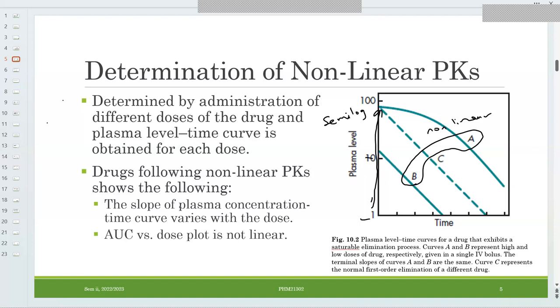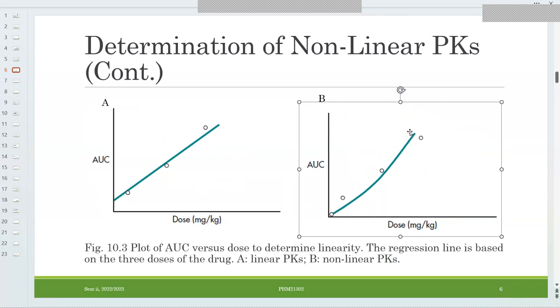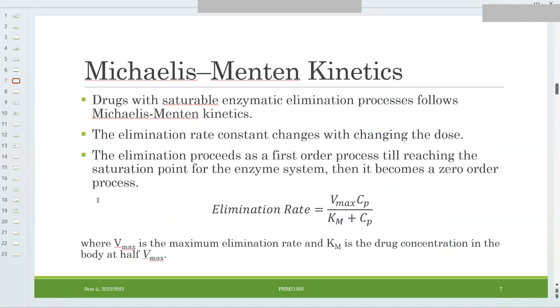So drugs following nonlinear pharmacokinetics show the following. The slope of the plasma concentration-time curve varies with the dose. And the AUC versus dose plot also is not linear. If you plot AUC versus dose, in linear pharmacokinetics you get a linear plot, as you can see, but in nonlinear pharmacokinetics you get a nonlinear plot. Okay? And the same if you plot dose versus concentration at a fixed time. It will also give you a nonlinear plot, same as the previous slide.